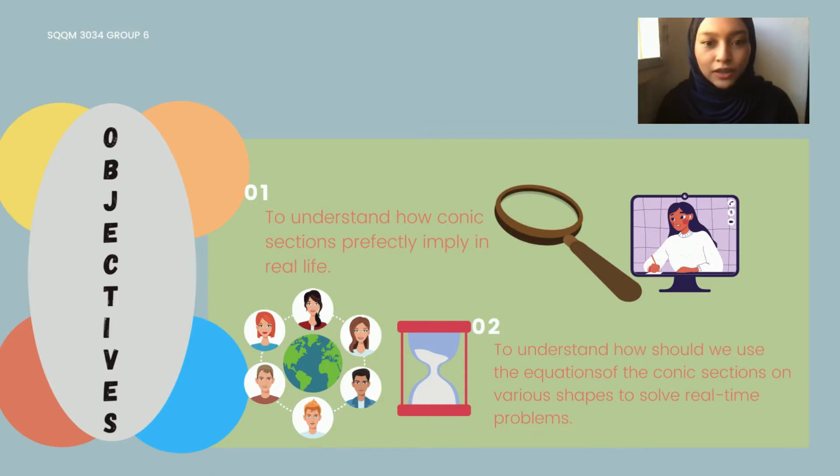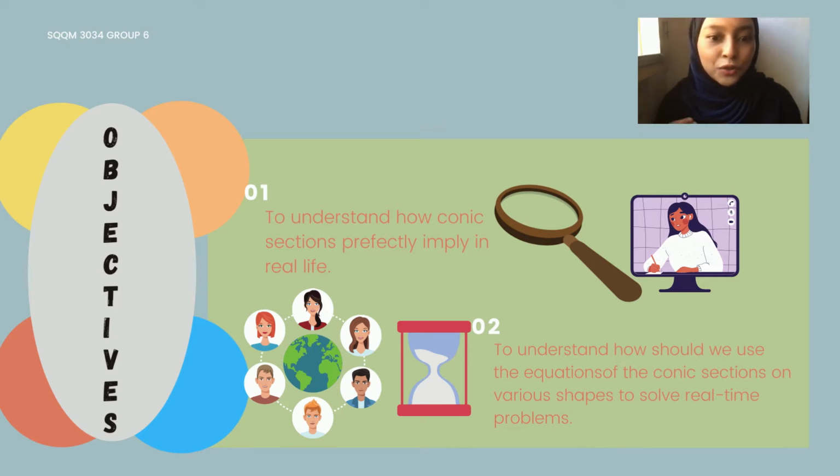The first objective is to understand how conic sections are applied in real life, and the second objective is to understand how we use the equations of conic sections on various shapes to solve real-life problems. For the first objective, we will discuss how people use the shape of the parabola to design the structure of bridges, and how the hyperbola shape applies to building structures that we see in real life. For the second objective, we discuss using the formula of the parabola to find the height of a parabolic bridge.